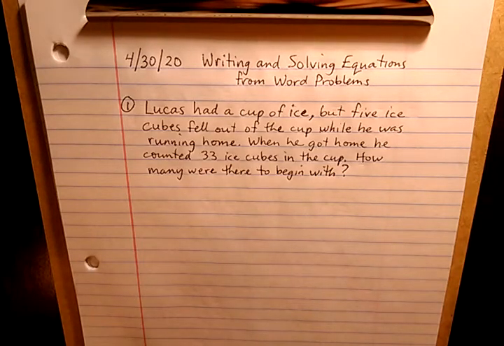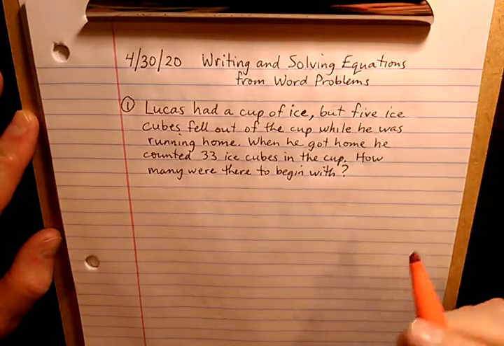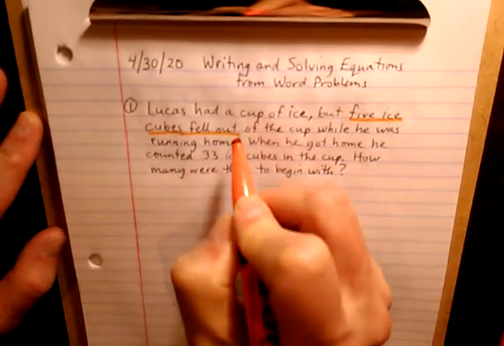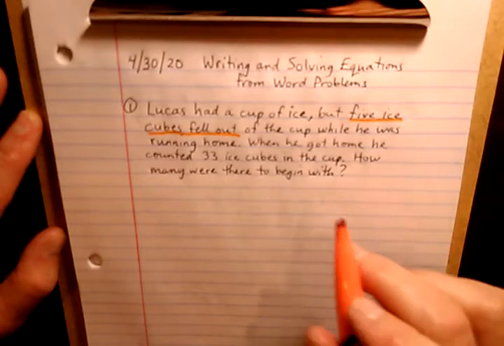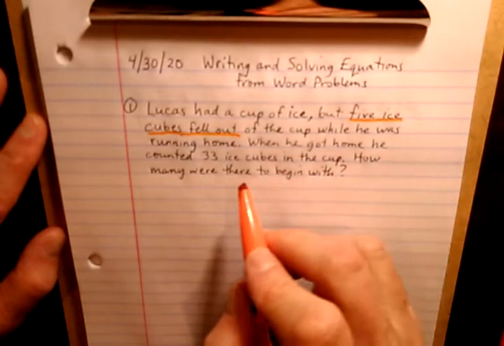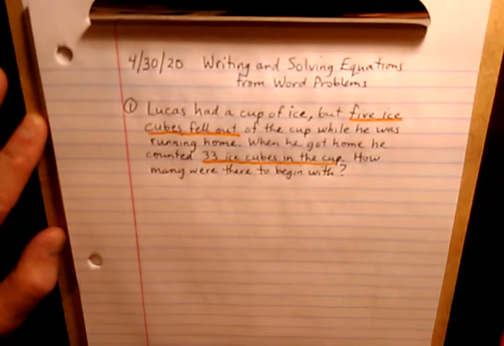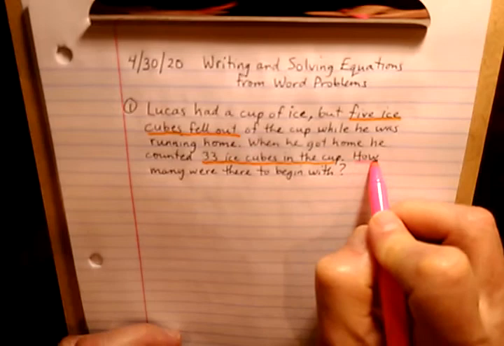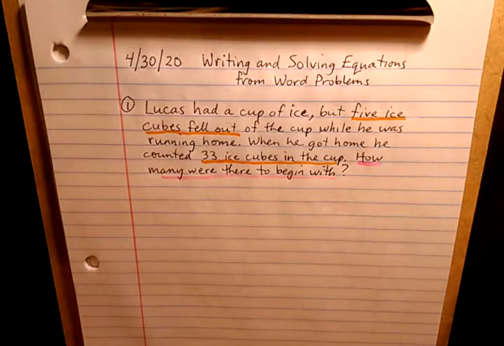What are the important things in this word problem? We've got to look for the numbers. I can see 5 ice cubes fell out of the cup. That's important. What else is important? When he got home, he counted 33, so 33 ice cubes in the cup. And then there's a question, and we've got to know what the question is. The question is, how many were there to begin with? All right, so let's write down this important information.